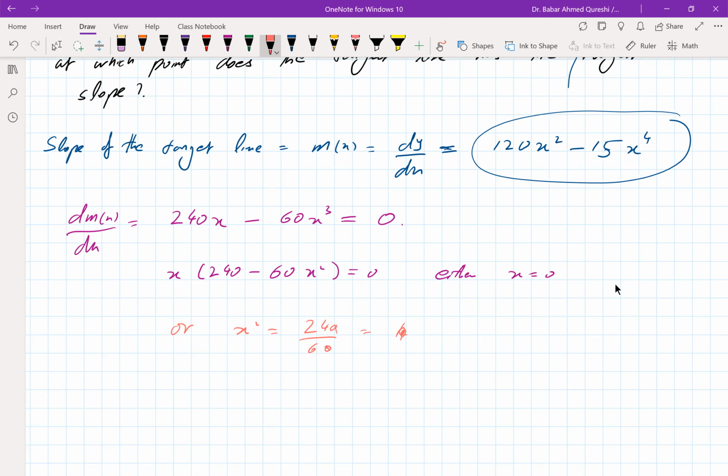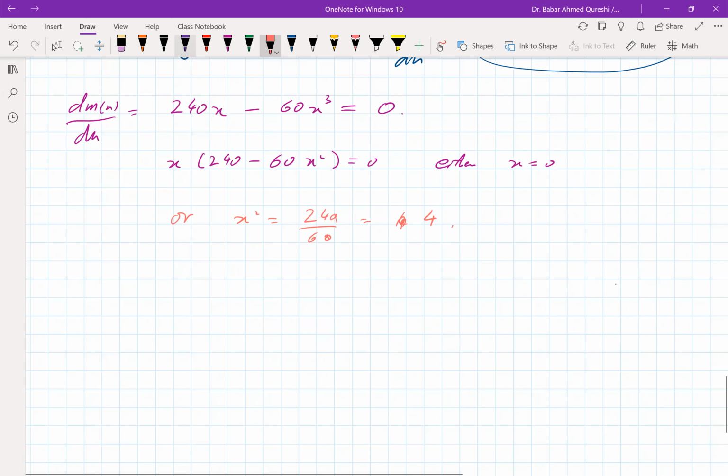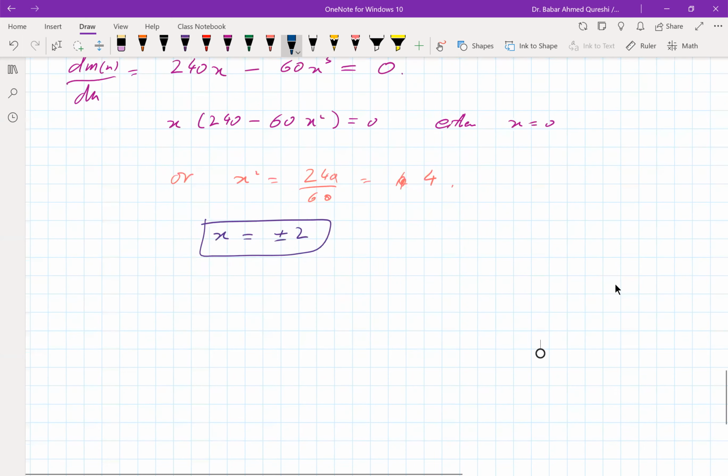Yeah, it's a 4. I'm terrible with these small tables. So x is plus or minus 2. So at x is equal to 0 and plus or minus 2, there's some kind of extrema occurring. And since we have 3 points, we want to know whether each is going to be a maximum or minimum.